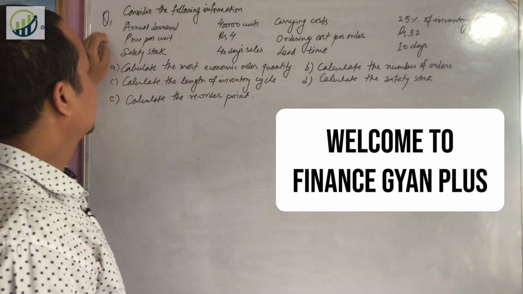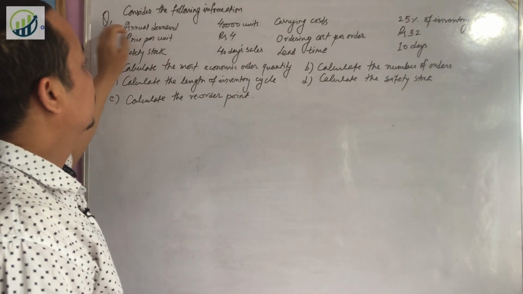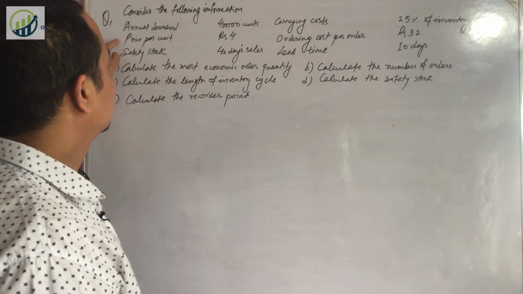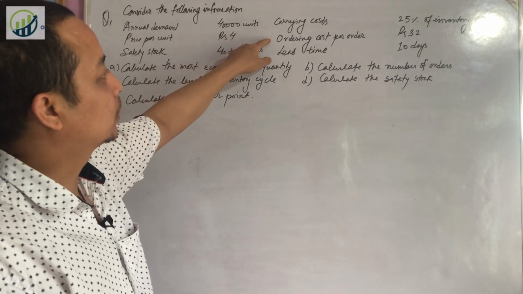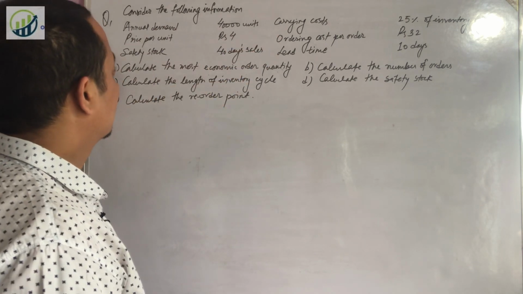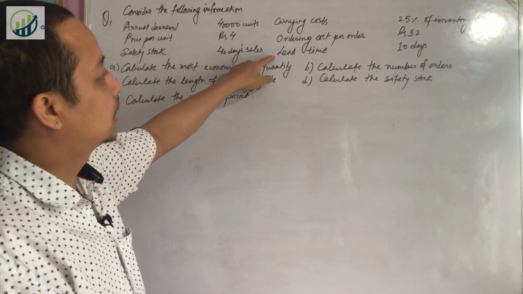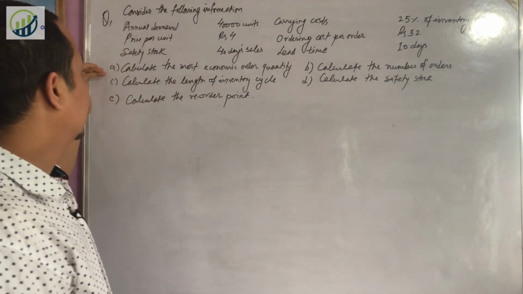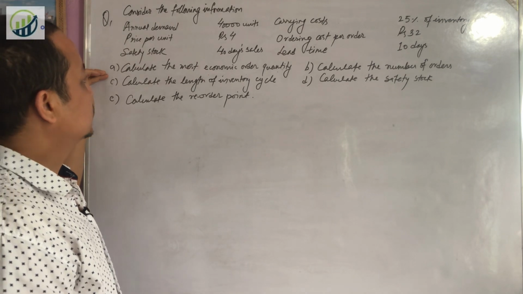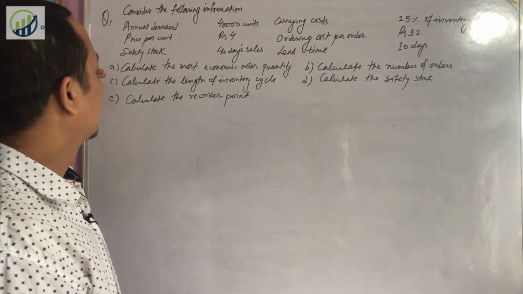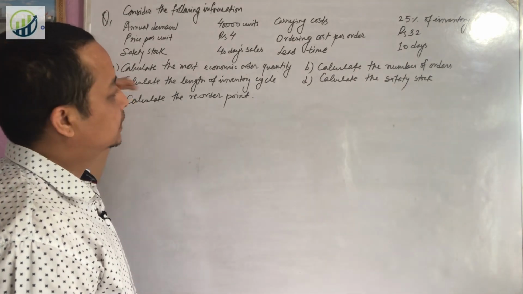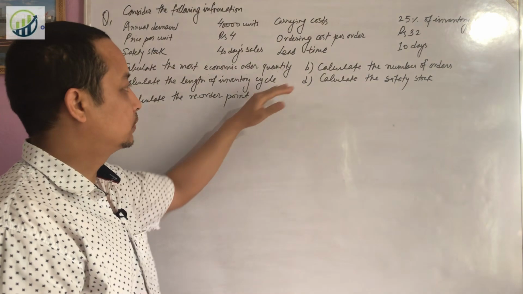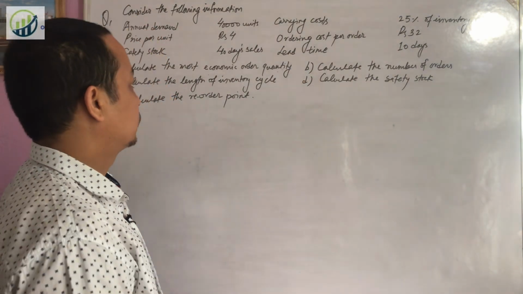So here consider the following information: annual demand 40,000, carrying cost 25% of inventory value, price per unit rupees 4, ordering cost per order rupees 32, safety stock 40 days sales. Lead time 10 days. So these are the information given here. So you have to calculate the most economic order quantity, the number of orders, the length of the inventory cycle, the safety stock, and the reorder point. So these informations you have to find. Now let's see how to solve this.